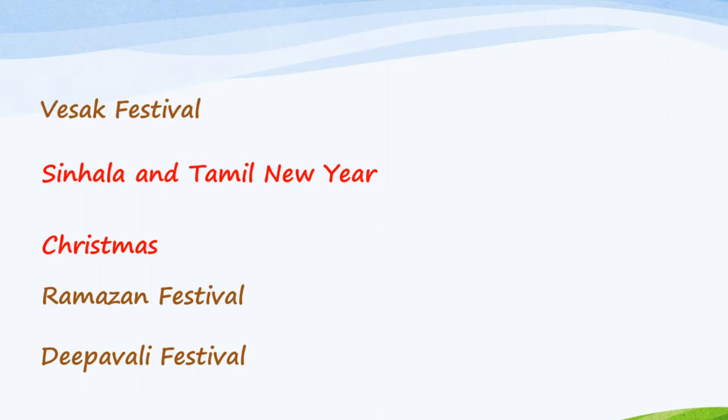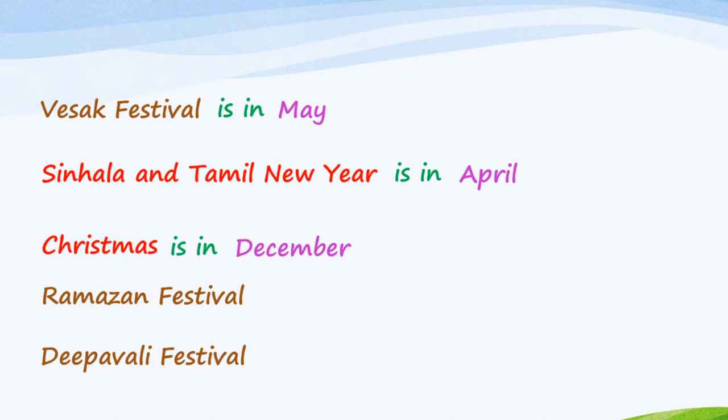Vesak festival is in, okay, what's the month? May. Sinhala and Tamil New Year is in April. Christmas is in December. Ramasan festival is in May. Deepavali festival is in November. Okay, shall you read it again?